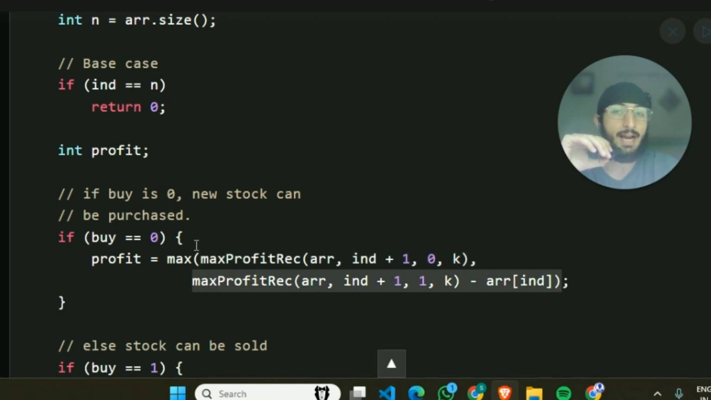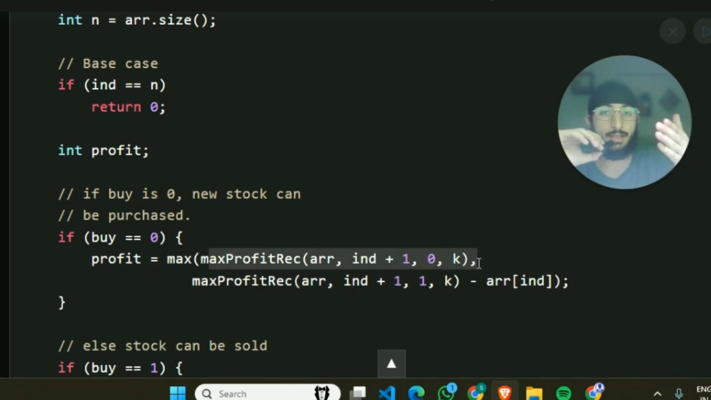So we have two possibilities. Either we do nothing and we just move to the next day, that is array comma index plus 1, that is just go to the next day. We are skipping the buying of that particular stock and moving to the next day.